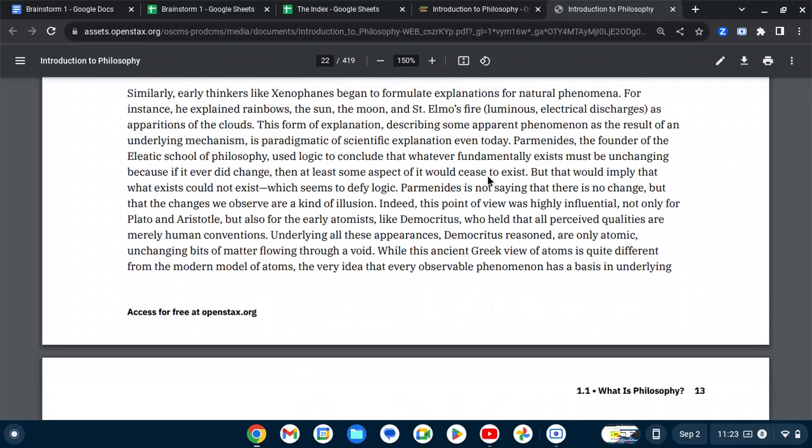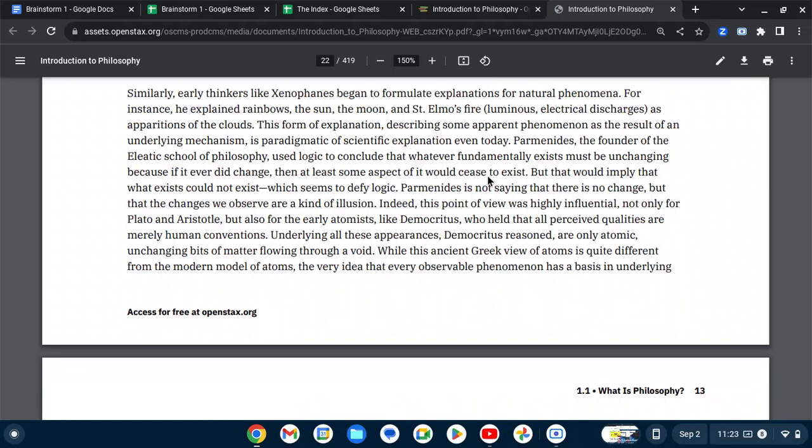Similarly, early thinkers like Xenophanes began to formulate explanations for natural phenomena. For instance, he explained rainbows, the sun, the moon, and St. Elmo's fire as apparitions of the clouds. This form of explanation, describing some apparent phenomenon as the result of an underlying mechanism, is paradigmatic of scientific explanation even today.